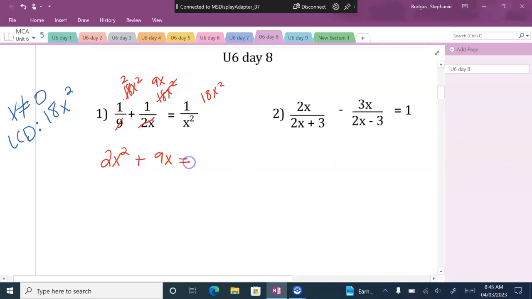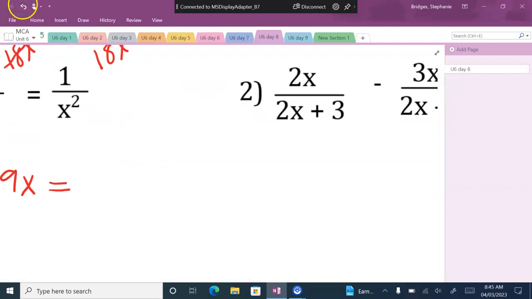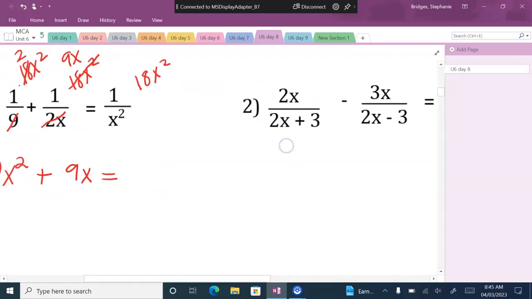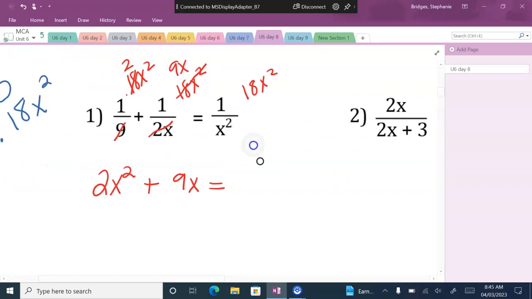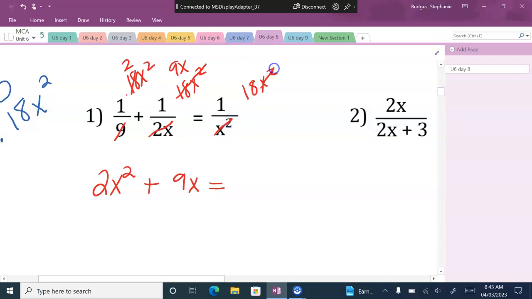Bring down my equal sign. And when I multiply my last fraction, my denominator is x squared. So if I divide 18x squared by x squared, the x squareds just cancel out, and I'm left with 1 times 18, which is just 18, correct? So when I multiply by my LCD, I got rid of all my fractions, which was my goal. Anybody have any questions on that part?